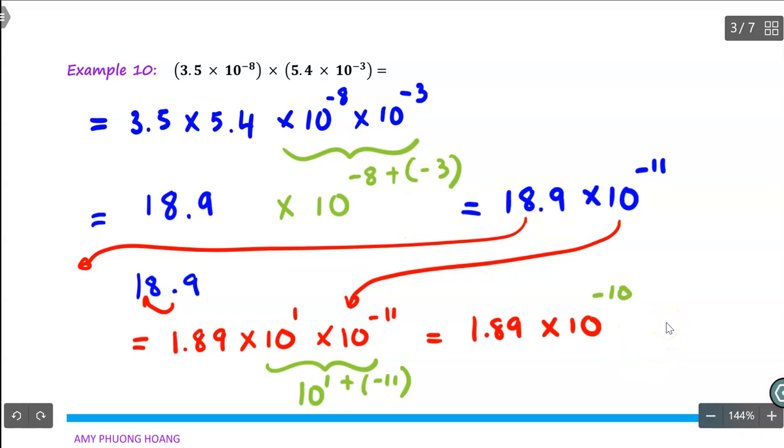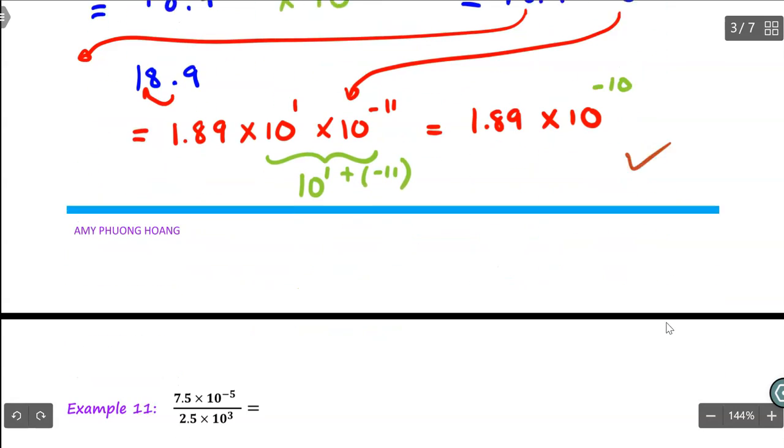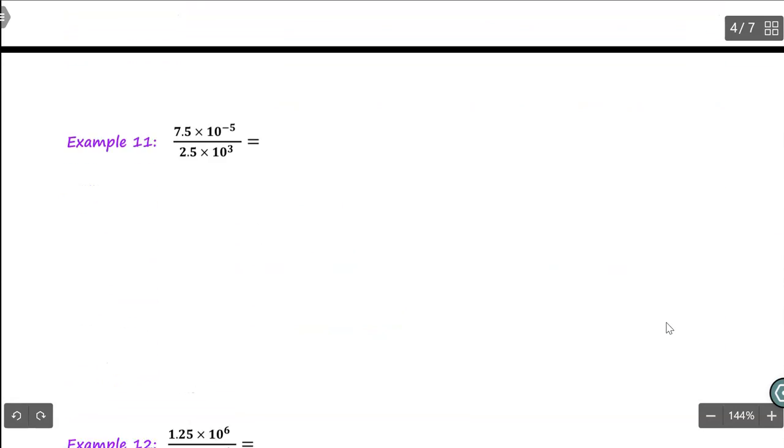Okay, so I think everything is good at this point. Let's put a check mark here as well. Now let's move on to the next example. This one is a division.